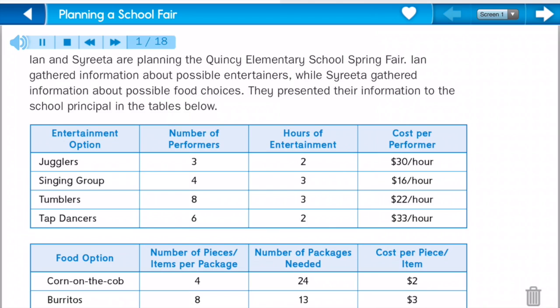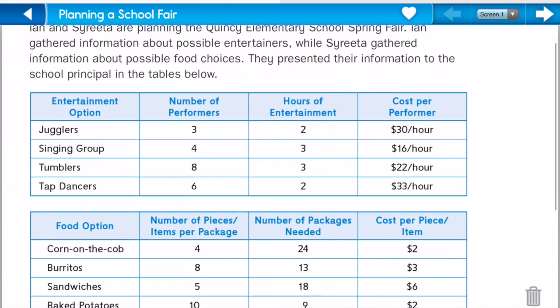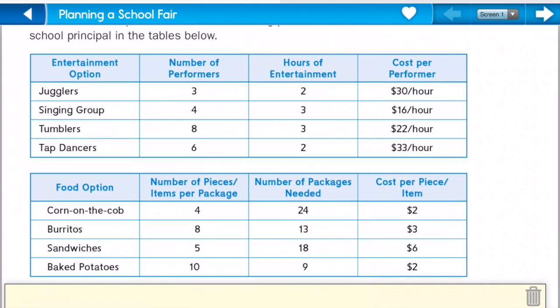Planning a school fair. Ian and Sarita are planning the Quincy Elementary School Spring Fair. Ian gathered information about possible entertainers, while Sarita gathered information about possible food choices. They presented their information to the school principal in the tables below. All right, so here are the tables below. I'll go ahead and let you take a look at those, and we're going to be using this information to fill in and answer our questions on the next screens, okay?